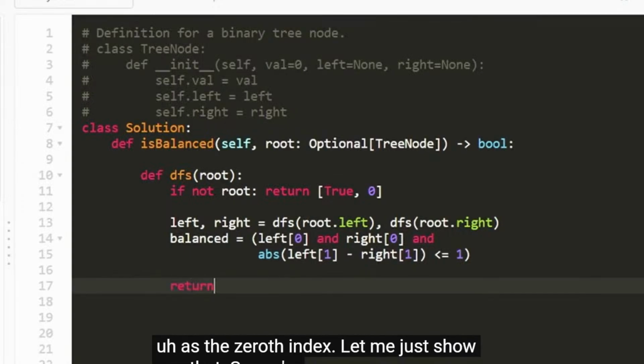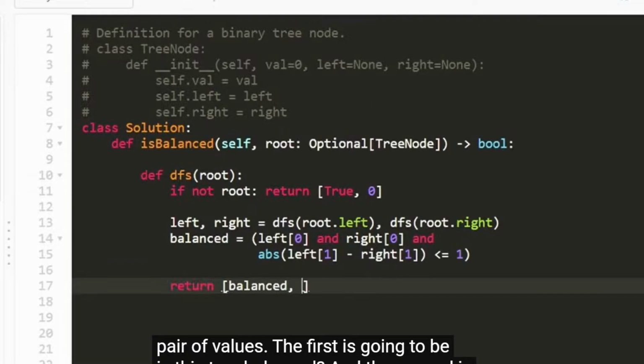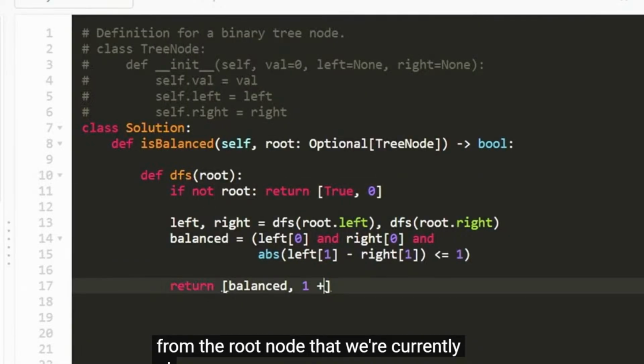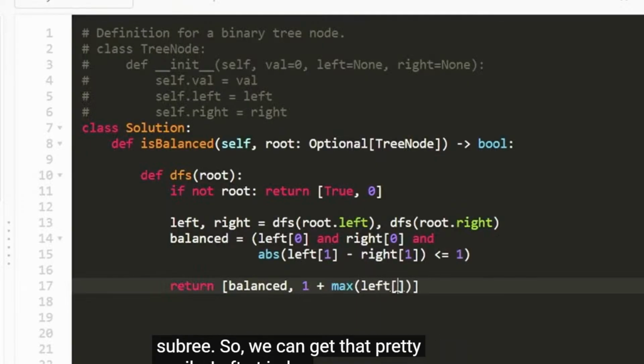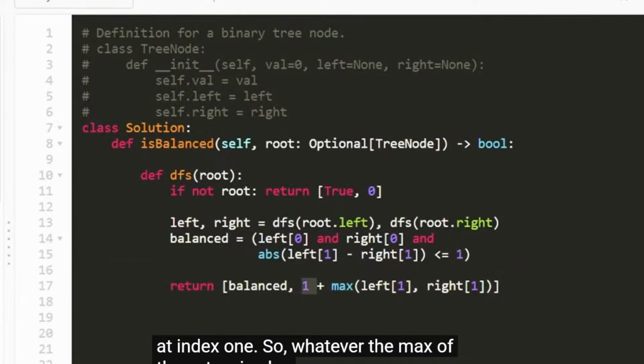So we're going to return a pair of values. The first is going to be, is this tree balanced? And the second is going to be the height of the tree. How do we determine the height of the tree? Well, it's going to be 1, which comes from the root node that we're currently at, plus the max of the left and right subtree. So we can get that pretty easily: left at index 1 and right at index 1. So whatever the max of those two is, plus 1 gives us the height.